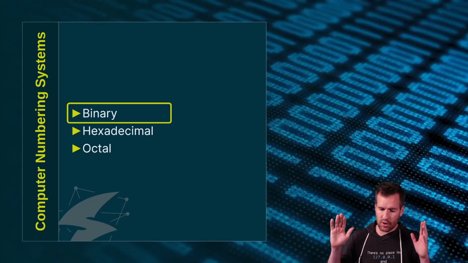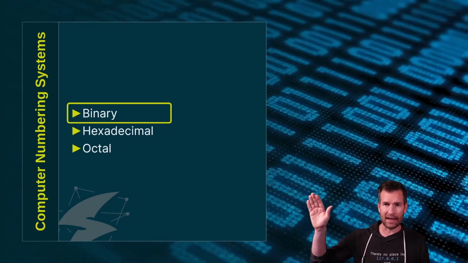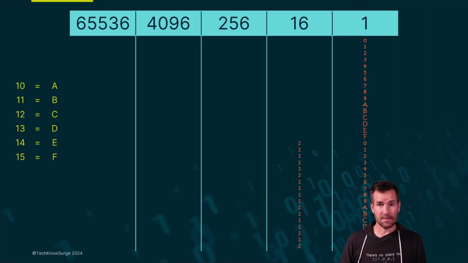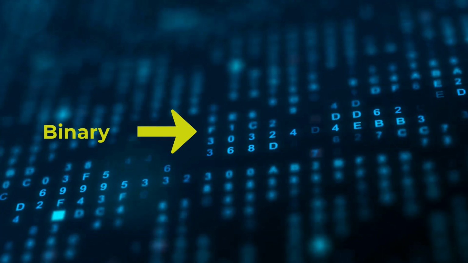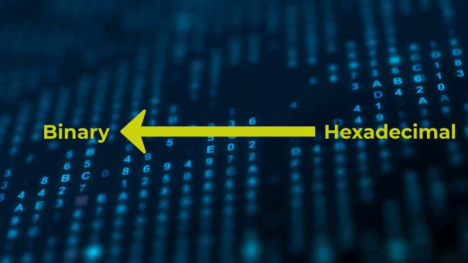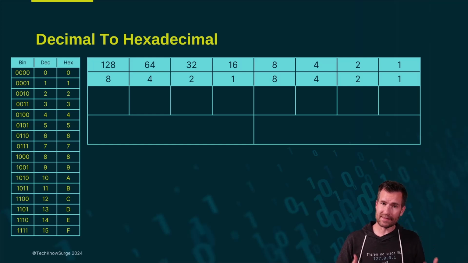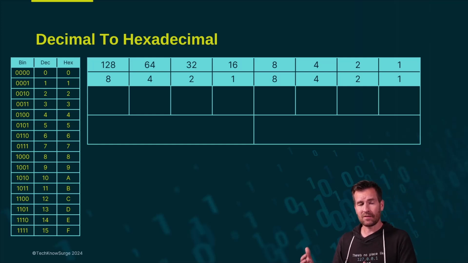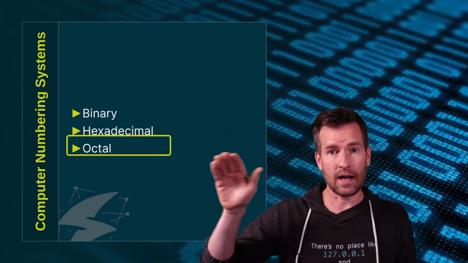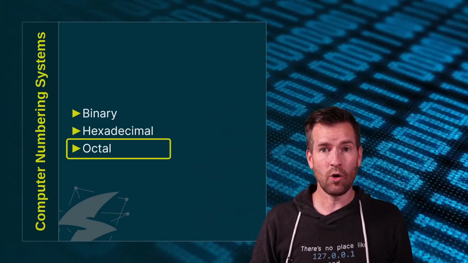Once we've got a great foundation around binary, then we can move on to hexadecimal. We'll go over some of the same concepts with hexadecimal. We'll learn how to count in hexadecimal. We'll learn how to convert from binary to hexadecimal and back from hexadecimal to binary. We're also going to do the same thing with decimal numbers to convert from decimal to hexadecimal and back from hexadecimal to decimal.